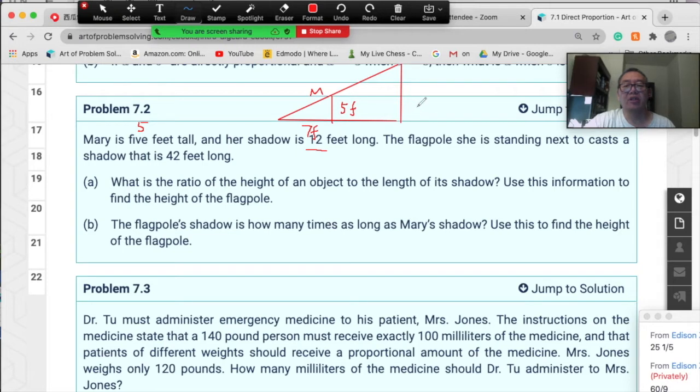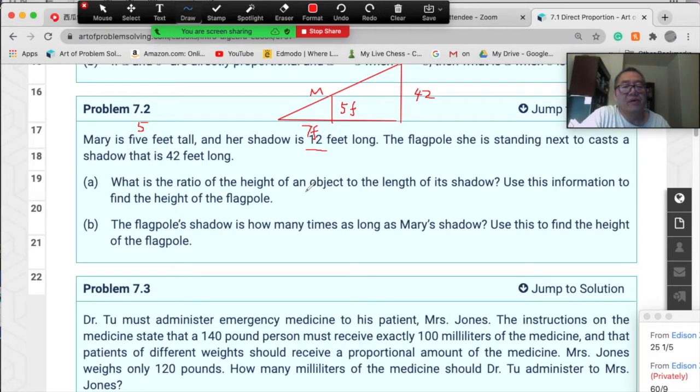She's standing nearby, that's 42 feet long. Then they ask you, what is the ratio of the height of the object to the length of its shadow? So, Jasmine, can you answer this question? What is the ratio of the height of the object to the length of its shadow? Jasmine, are you there? Wait. What is the ratio of the height of the object to the length of its shadow?